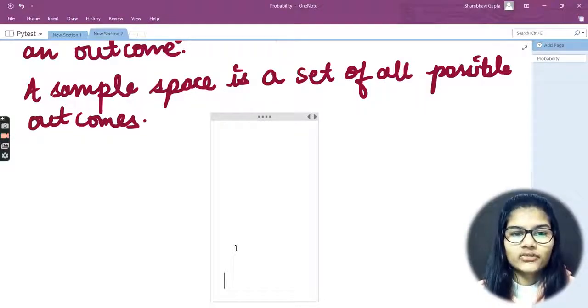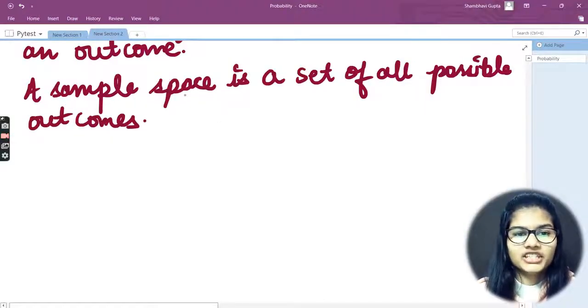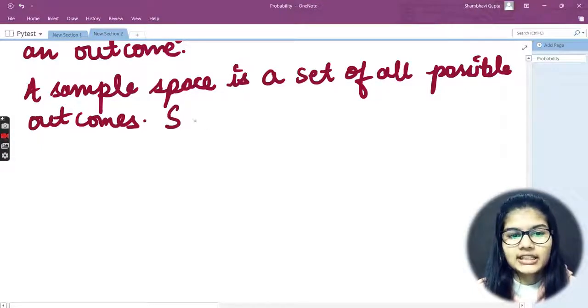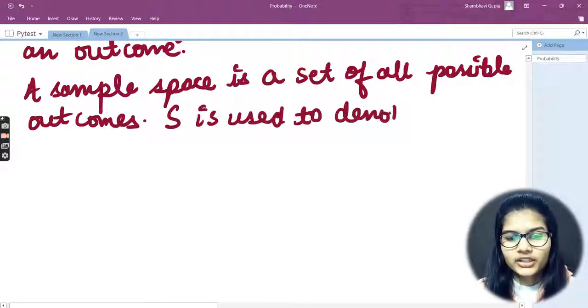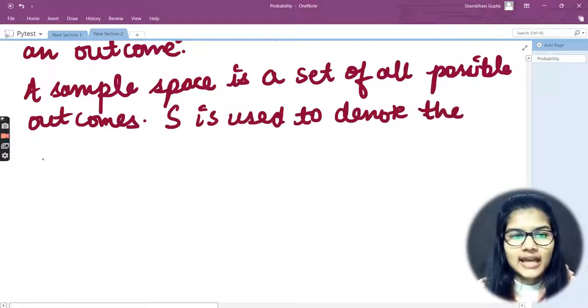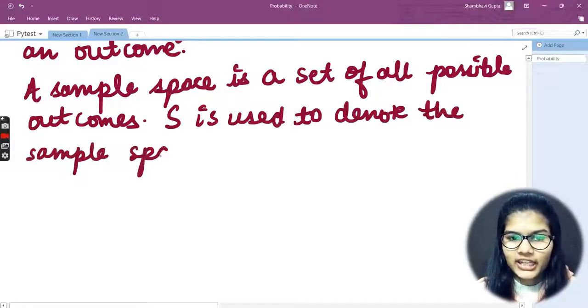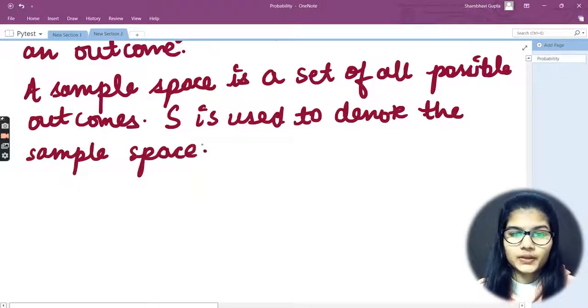So what is the denotation for the sample space? Whenever you see a capital S written, capital S is the respective term used to denote the sample space.